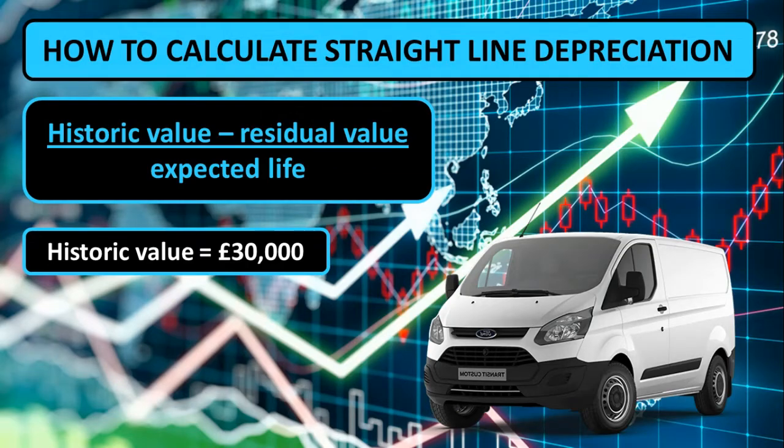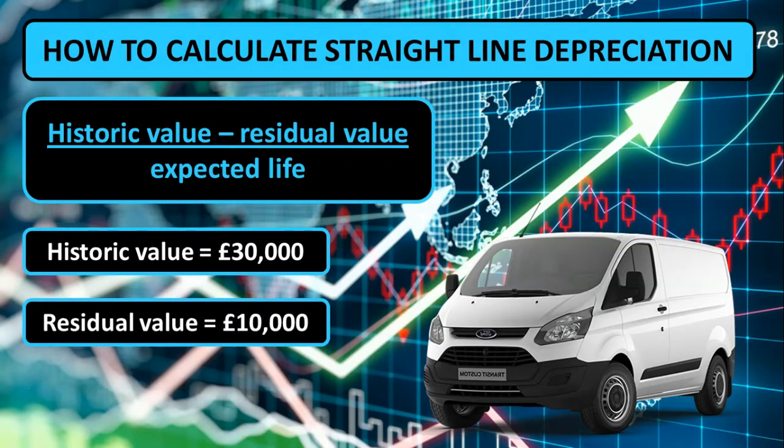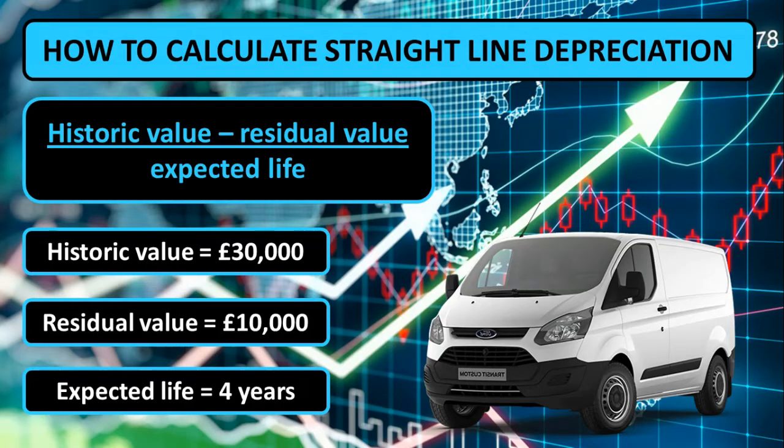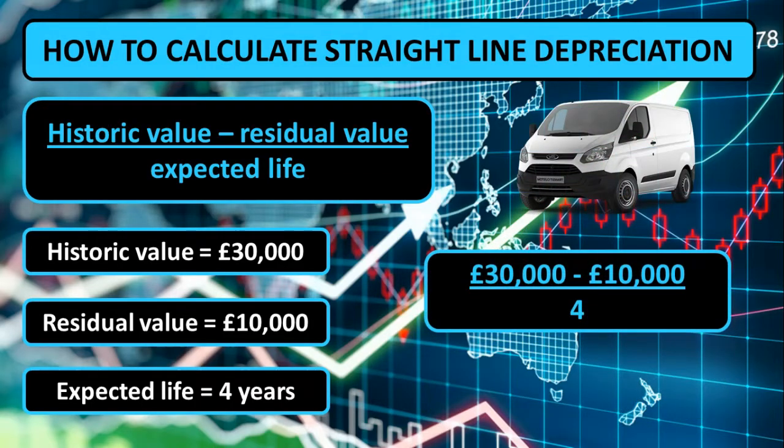The historic value is the value of the asset when initially purchased. They expect the van to sell at the end of its use for £10,000. This is the van's residual value. Residual value is the value of the asset when it's disposed of by the business, i.e. sold on. Finally, they plan on using the van for 4 years. This is the van's expected life. The expected life of an asset is how many years the business expects to have the asset before it's sold on or disposed of. These numbers are then put into the calculation above.